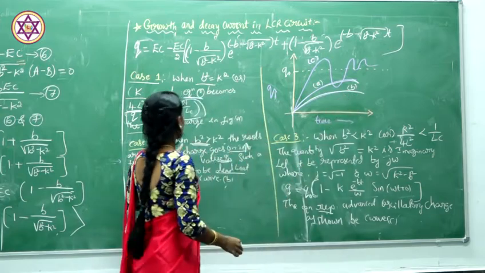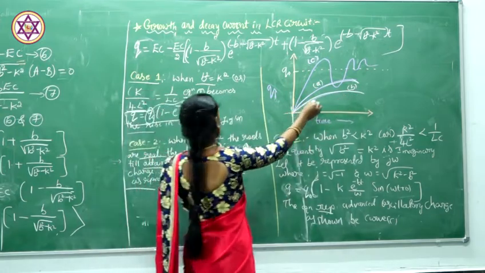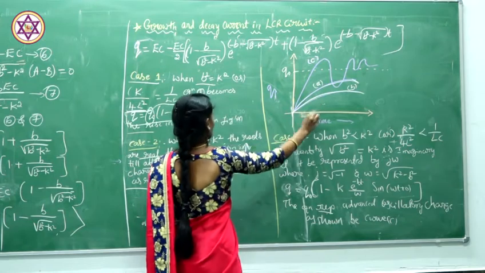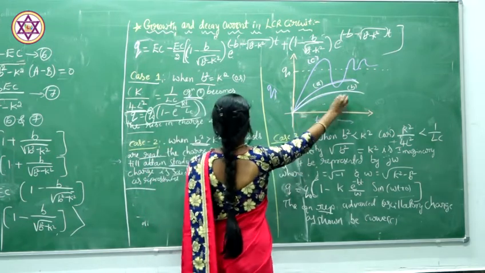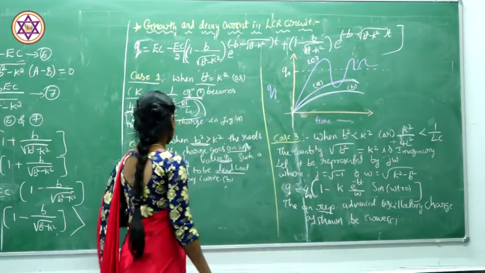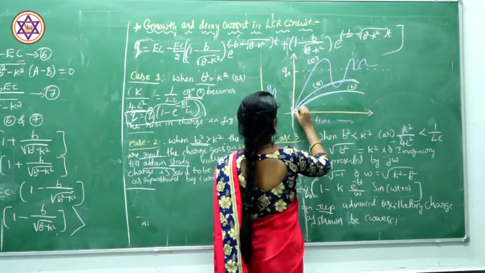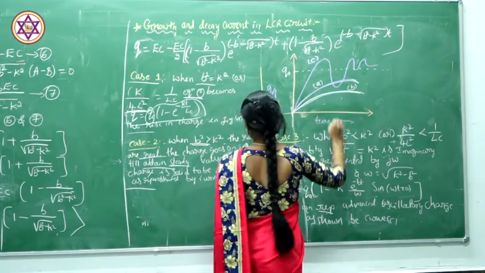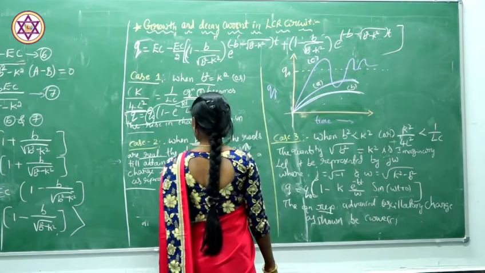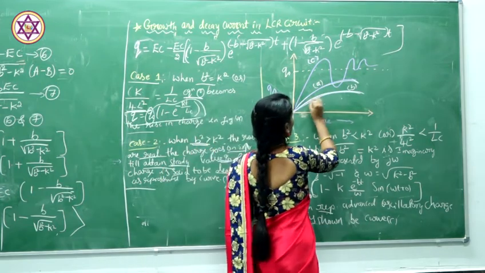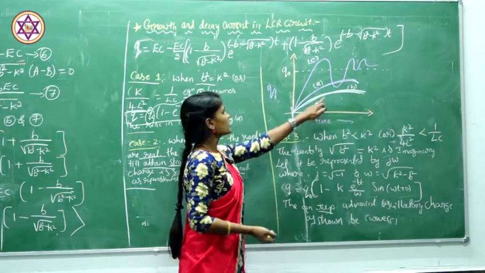So here b square is greater than k square, the roots are real and the charge goes on increasing. The charge is said to be deadbeat, and the represented curve is B.